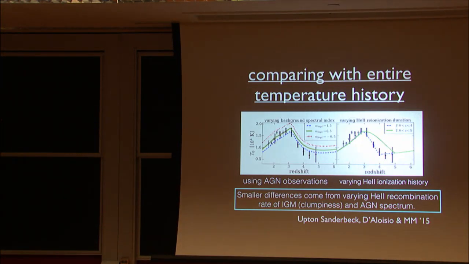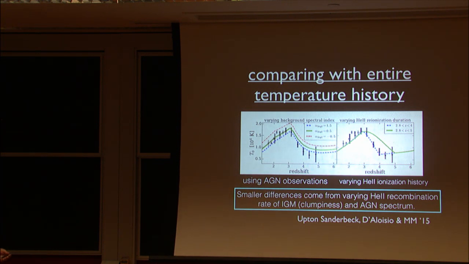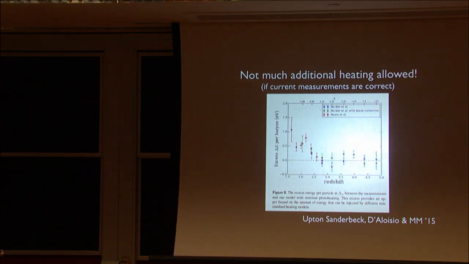Just to make a simple point that things seem to be working really well with these observations, and so this really constrains how much other stuff you can put into the intergalactic medium, how much heating. But I won't go into this plot. It's not obvious from the most recent observations that we need some other source of heat injection. Seems pretty successful.